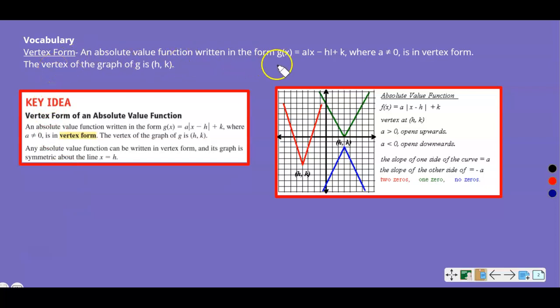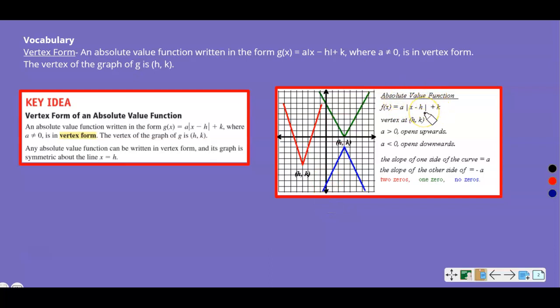An absolute value function written in the form g of x equals a times the absolute value of x minus h, plus k, where a is not equal to 0, is in vertex form. The vertex of the graph of g is (h, k). That's your turning point. No matter where your V-shaped graph is, no matter what quadrant, (h, k) is your vertex if it's in vertex form.